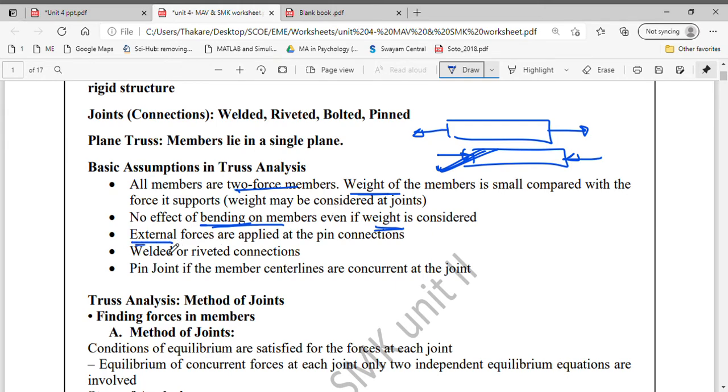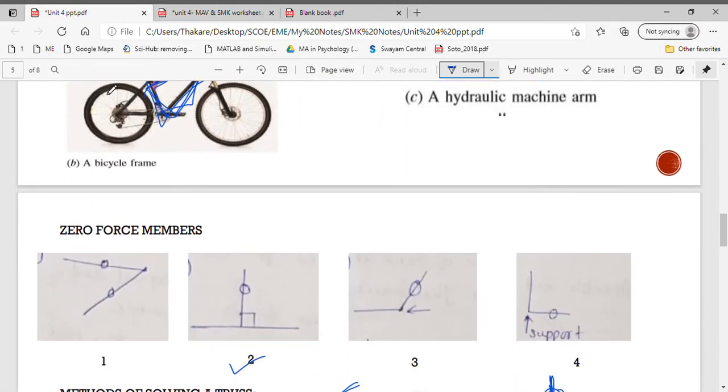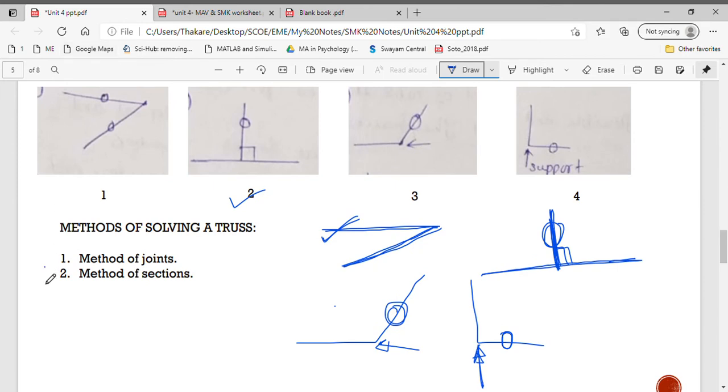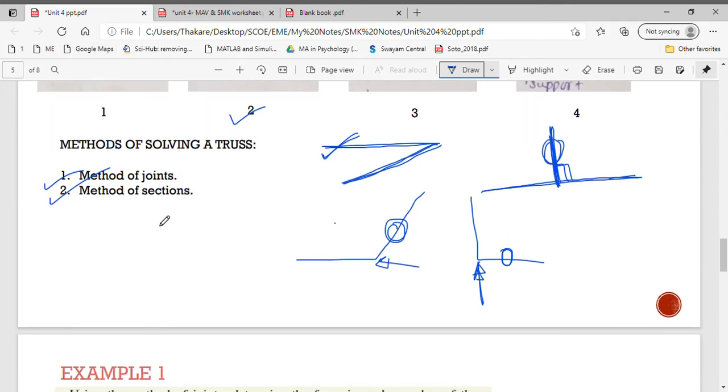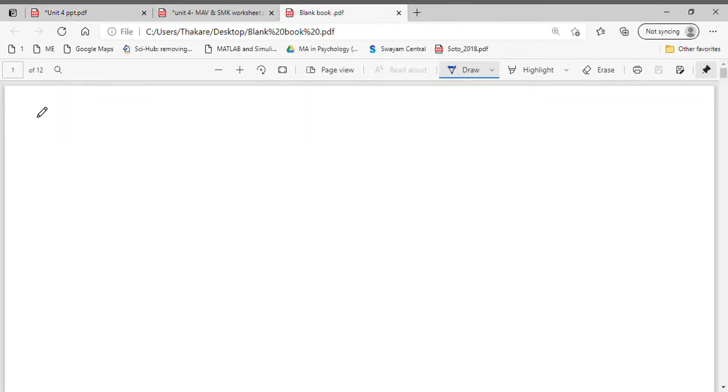External forces are always applied at the joints of a truss. If this is a truss, then external forces will only be applied on the joints and nowhere else. These joints can be welded or riveted, and treated as pin joints if the member center lines are concurrent at the joint. So these are the basic assumptions that we have while solving trusses. Now to solve trusses there are two basic methods. One is the method of joints and another is the method of sections. Before that, let us discuss a point called determinate and indeterminate truss.